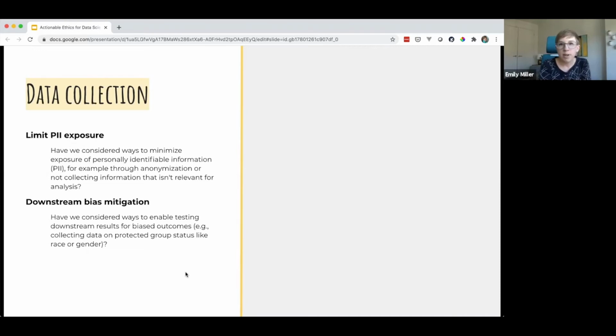Lastly, we want to think about downstream bias mitigation. So have we considered ways to enable testing downstream results for biased outcomes? So when we start talking in the analysis section about fairness across groups and understanding, is our model unfairly discriminatory in certain ways, having data on some of this protected group status like race or gender can be really helpful, even if we don't want to use that in the model. So the idea here is to think upfront in the data collection section, are there pieces of data that we need in order to check for fairness, say, between men and women, even if we don't plan on using gender in the model?